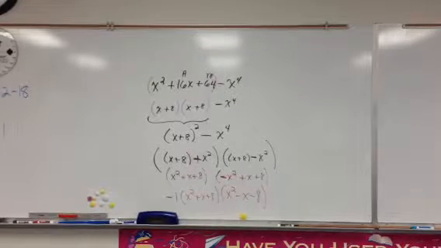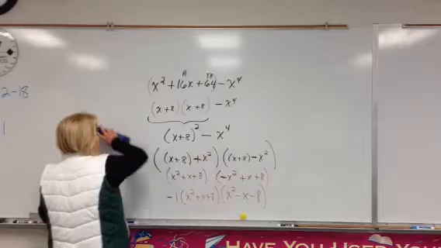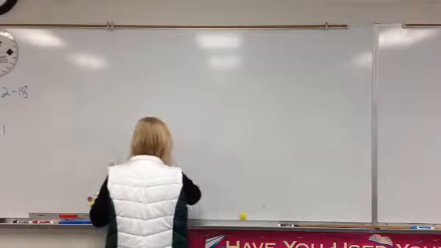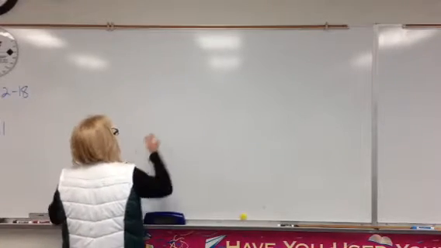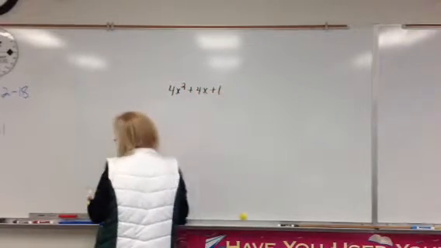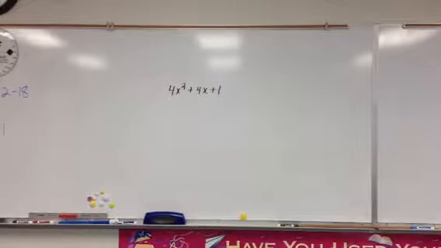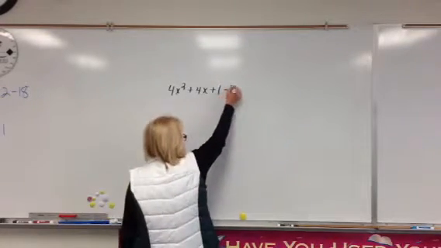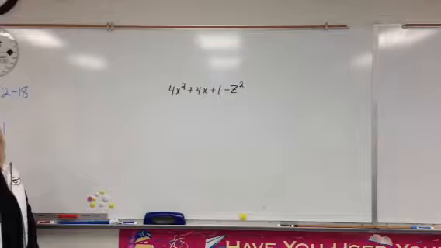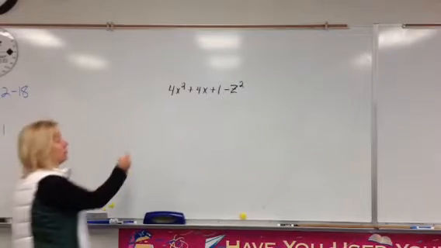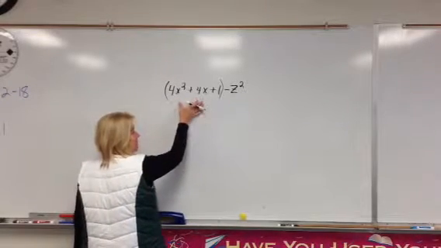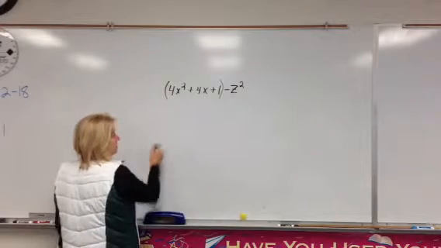Let's try another one of those. 4x squared plus 4x plus 1 minus z squared. Well, this time they switched the letters, so it makes it a little bit more obvious, okay? So we want a group right here. And that's probably going to be, again, a perfect square minus a perfect square is what's going to happen.